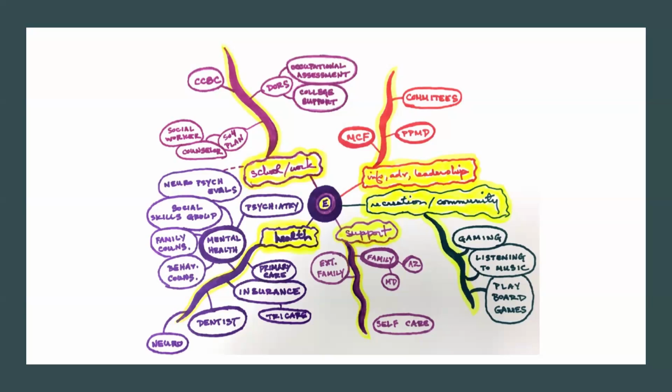Whatever you're doing for your recreation and getting you out in the community is what you put there. And the other thing that's kind of interesting about this is that when you're doing a care map for somebody that you are taking care of, it's almost a little bit of a combination between your life and their life.